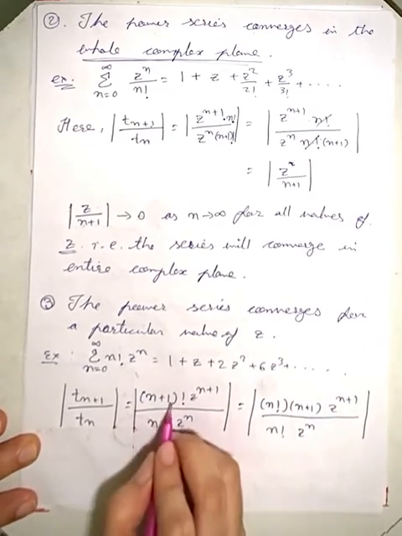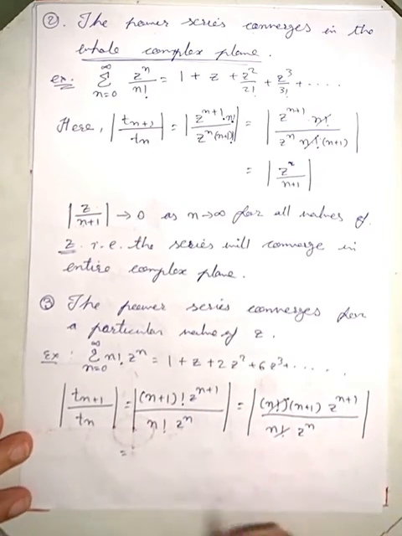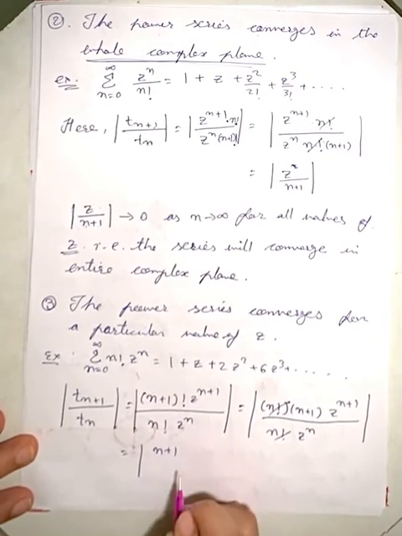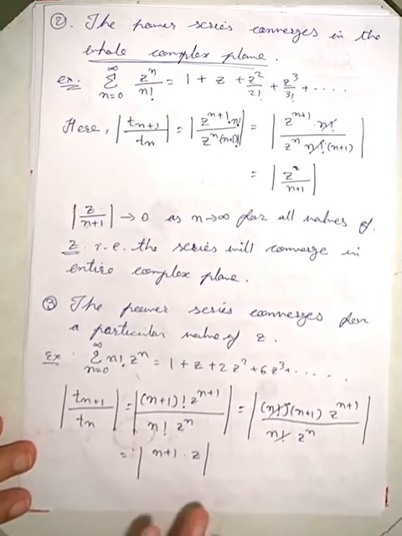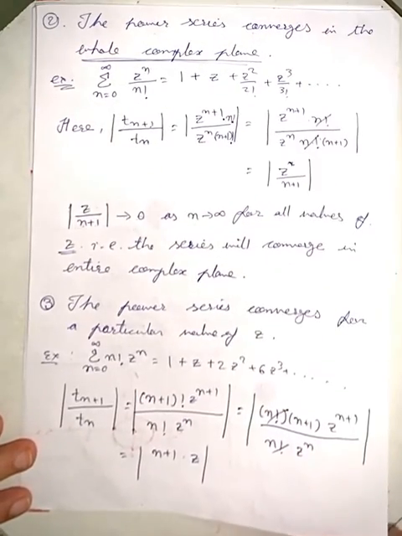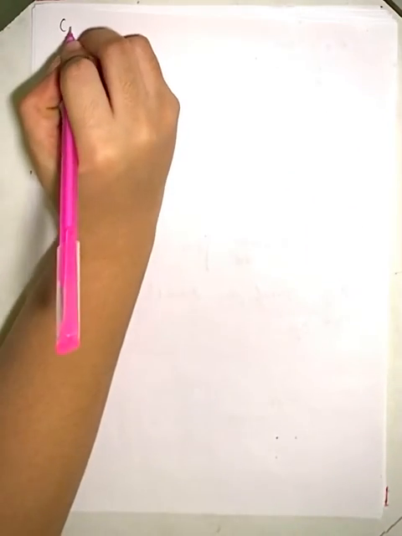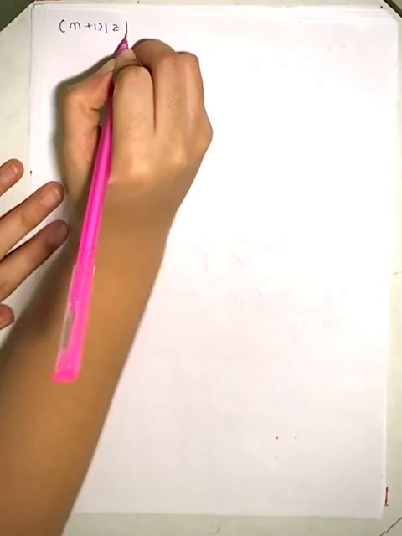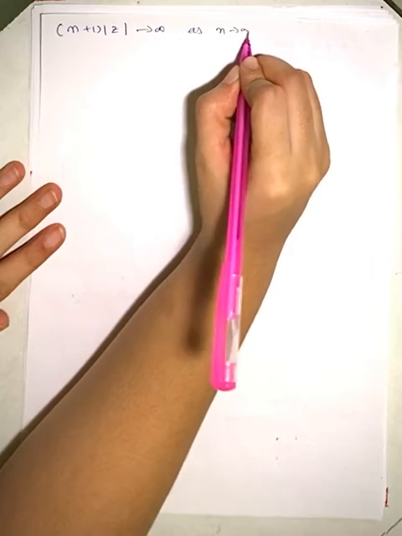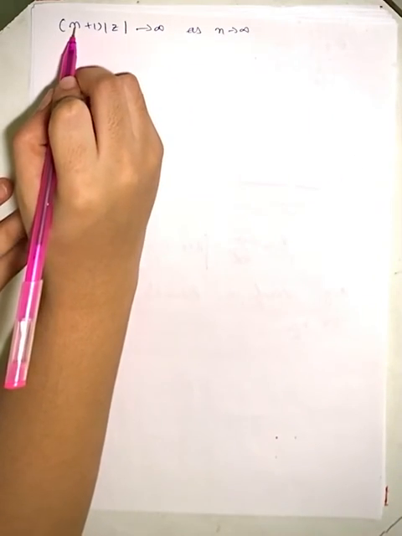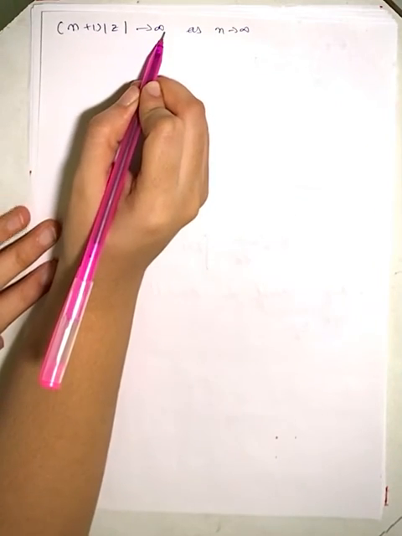If you are comfortable here, you can do the quick calculations. I am just doing this in case you don't know it. So n plus 1 into z will be the answer, and if you notice, this n plus 1 into z will tend to infinity as n tends to infinity, because if n tends to infinity, then n plus 1 will be infinity, and infinity multiplied by anything will also be infinity.